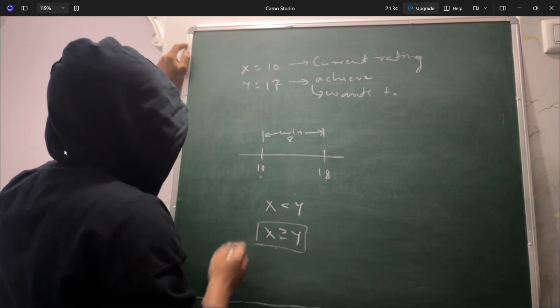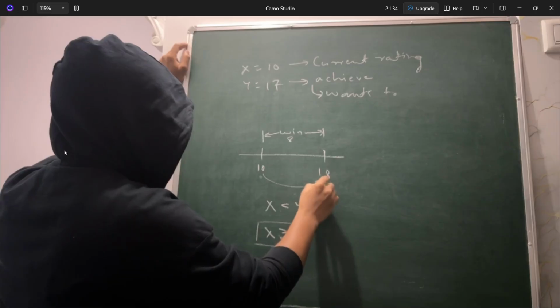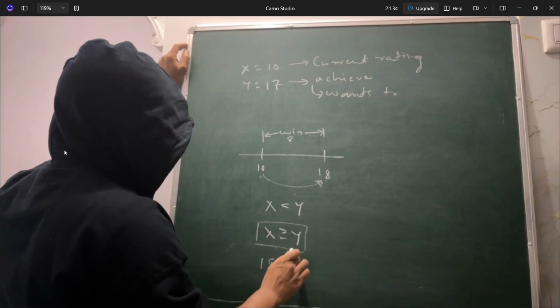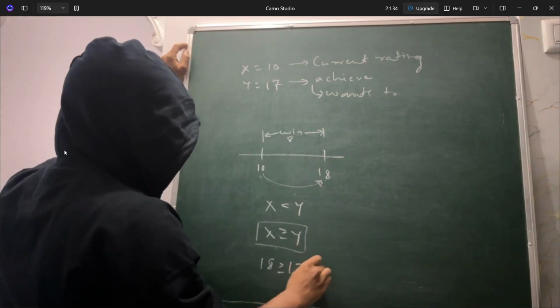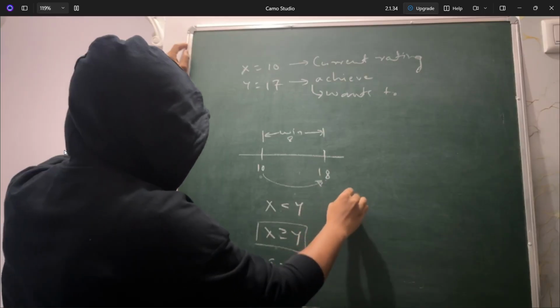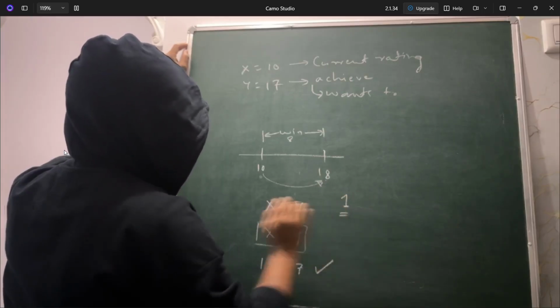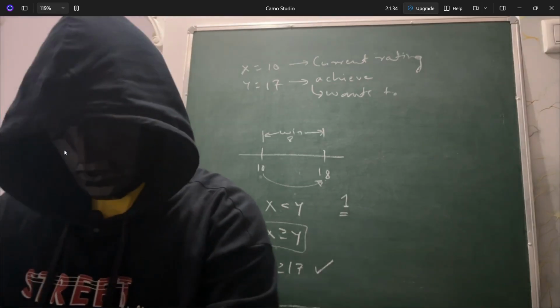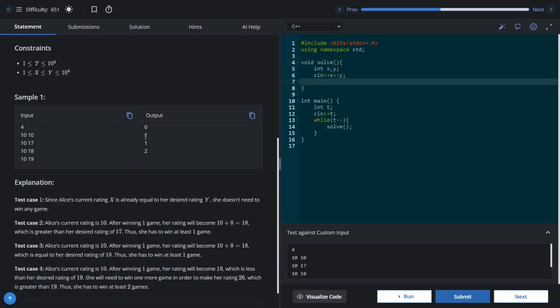So how do we do this? Let's say she wins one game. If she wins one game, her rating will be 18, and 18 is greater than or equal to y. y is basically 17, which is true. So in this case, she needs to win one game. One game she needs to win.